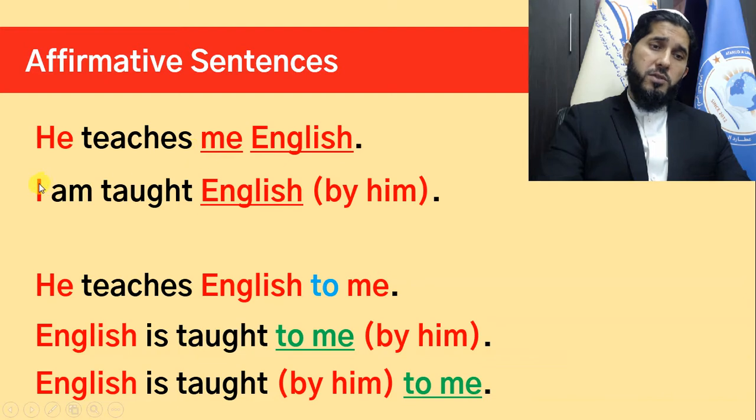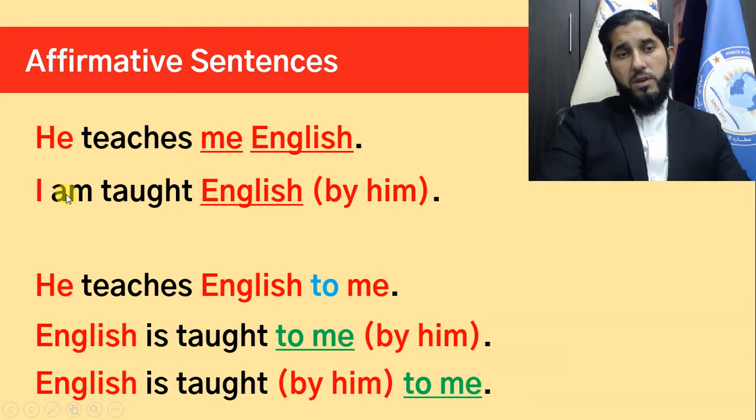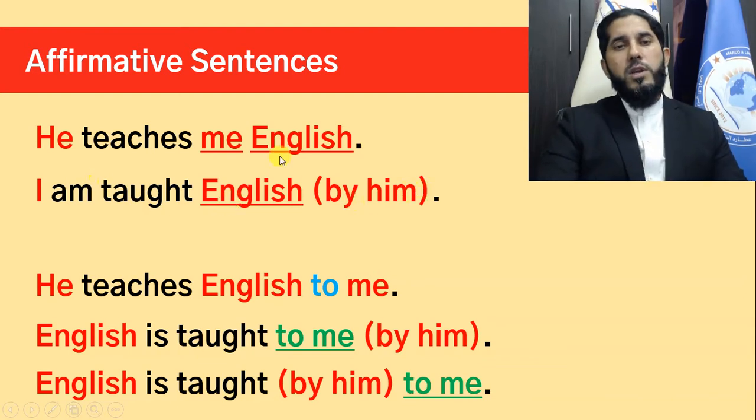Like me is changed to I. And then a to be verb, according to the tense, simple present tense is am, are. And according to the subject, I am. And then the main verb should be changed to past participle form, like taught here. And then the direct object, English, should be brought after the main verb. And then the by phrase, by him. So he teaches me English. I'm taught English by him.